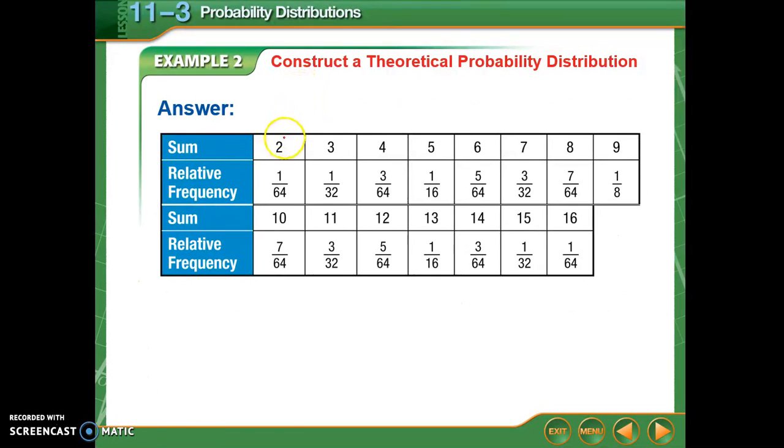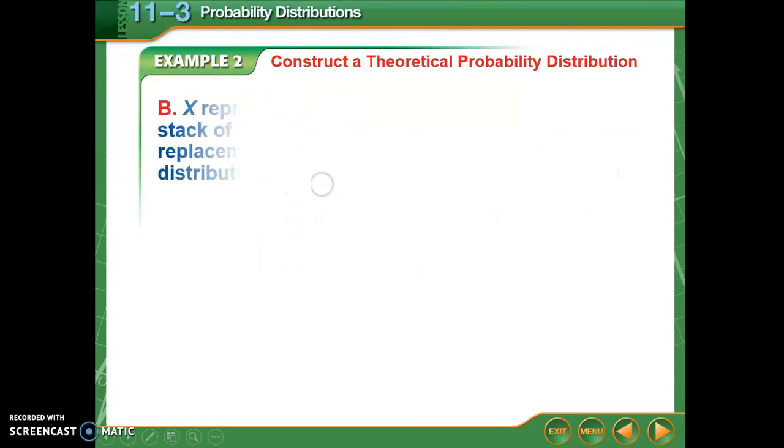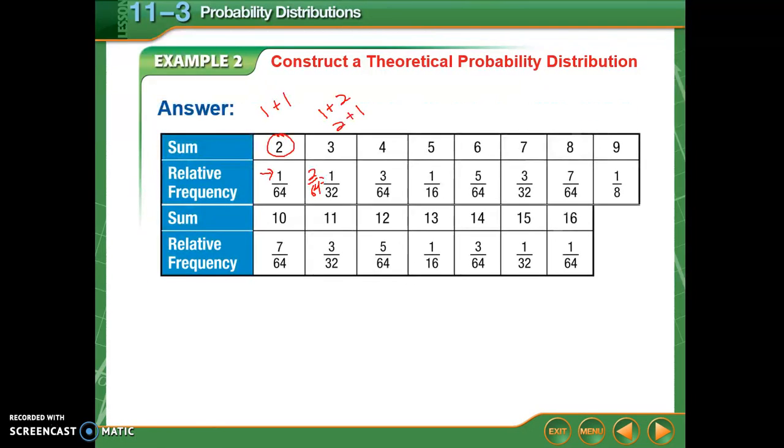So here, how can I get a sum of 2? That only happens if I draw a 1 and then I draw a 1 again. So that's one possibility, one combo out of 64 total combos. How can I get a 3? Well, that only happens if I draw a 1 and a 2 or a 2 and then a 1, right? Because the order is different. So that's like 2 out of 64, which reduces to 1 out of 32.